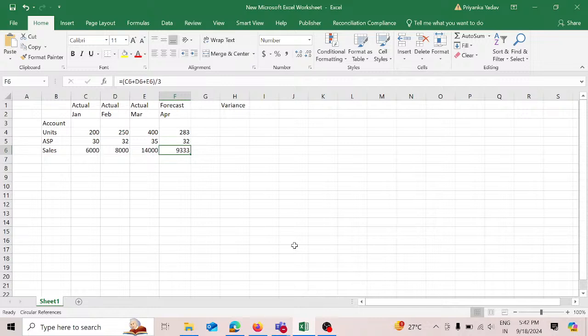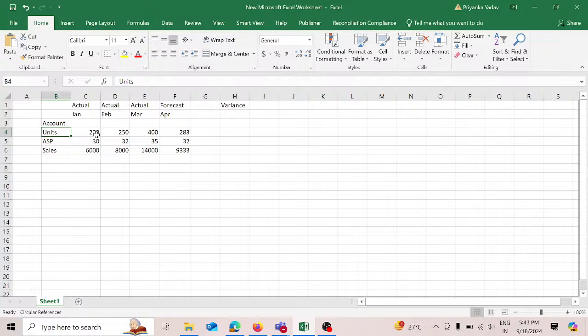So let's suppose we are taking an example of a retail business, okay, and here you can see we are taking the actual sales figures for January, February and March. And how these sales figures are derived, you can see number of units sold. Okay, so this is the actual figure of the number of units sold in the month of January.